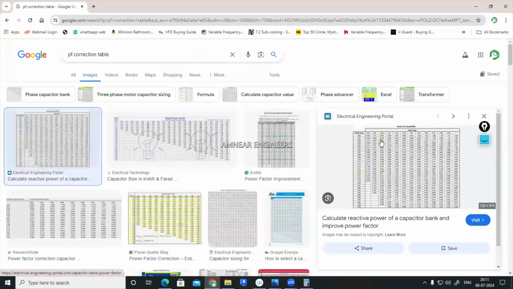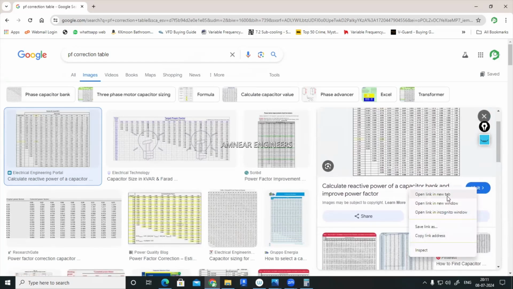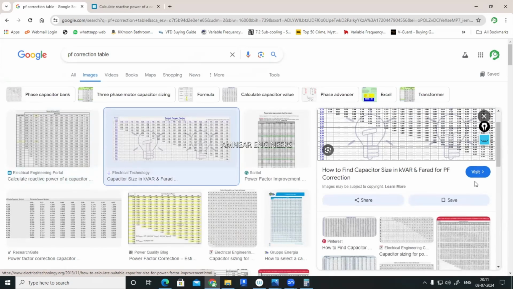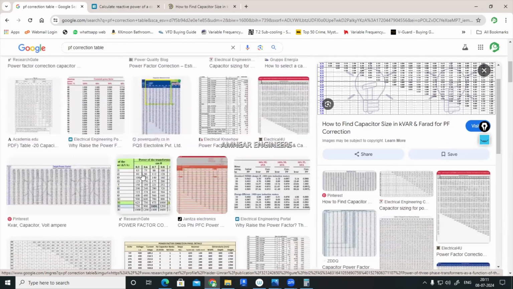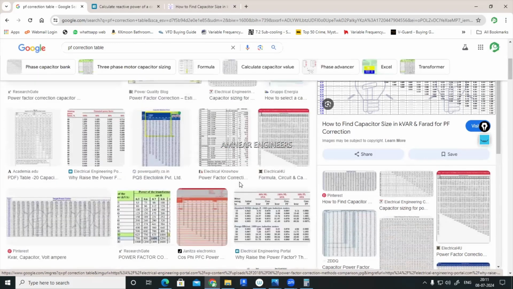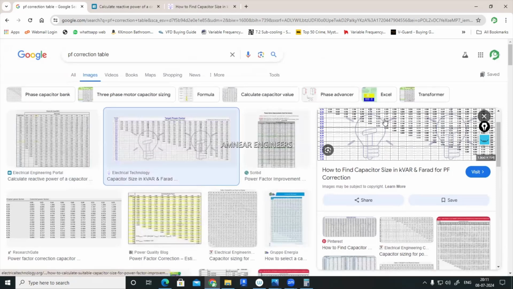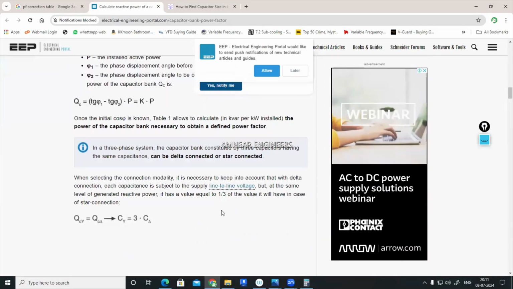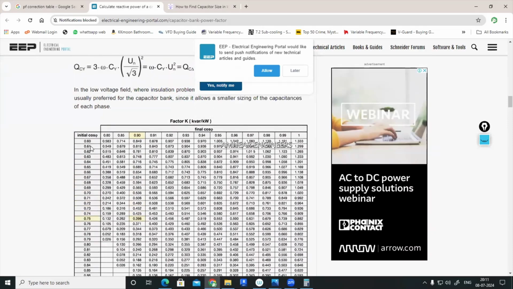See, this table is having values from 0.6 onwards, right? Another one is having a different range. But the values for the same points will be the same. Values inside will be the same. The ranges only are different, right? Say for this one, it is starting from 0.6 onwards, and final power factor starting from 0.8 onwards.